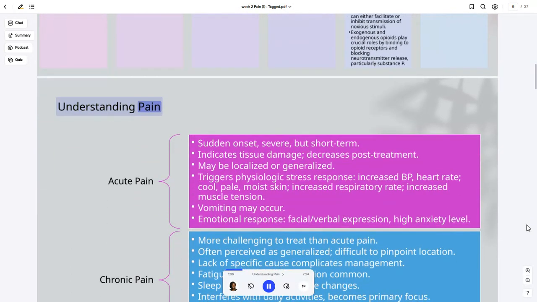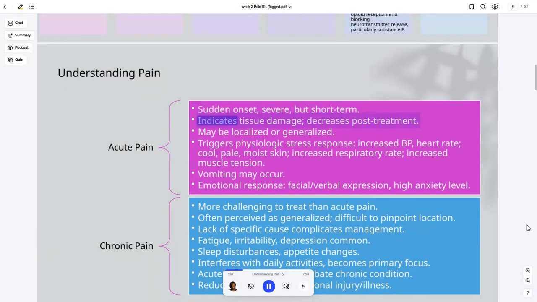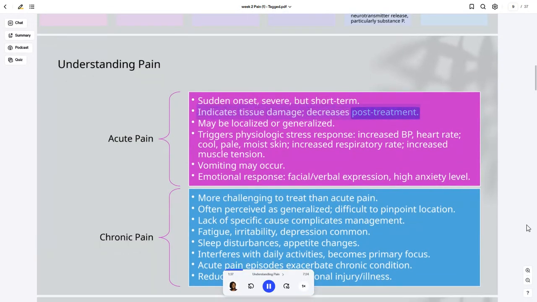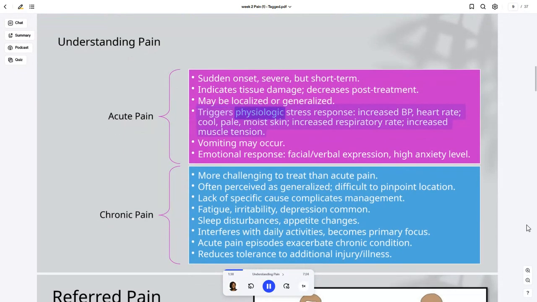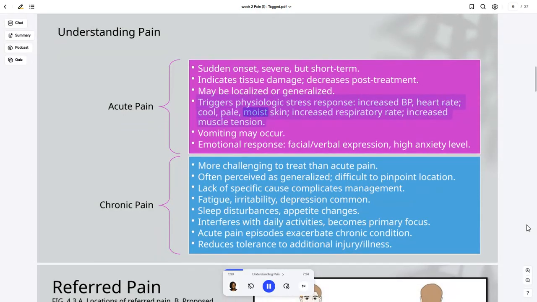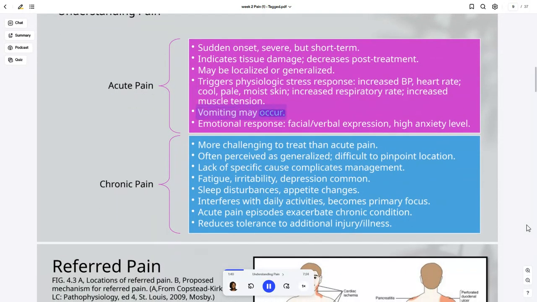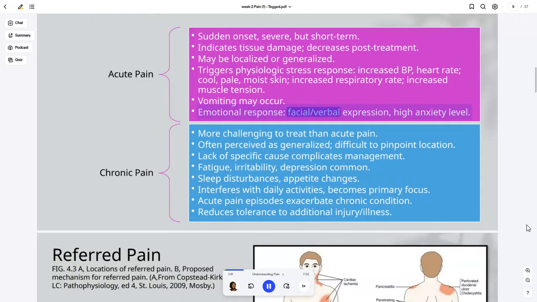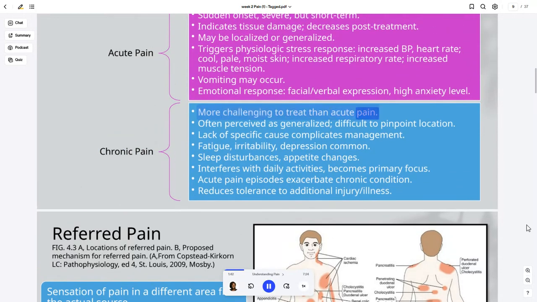Understanding pain. Acute pain: sudden onset, severe but short-term. Indicates tissue damage, decreases post-treatment. May be localized or generalized. Triggers a physiologic stress response: increased BP, heart rate, cool, pale, moist skin, increased respiratory rate, increased muscle tension. Vomiting may occur. Emotional response: facial and verbal expression, high anxiety level.